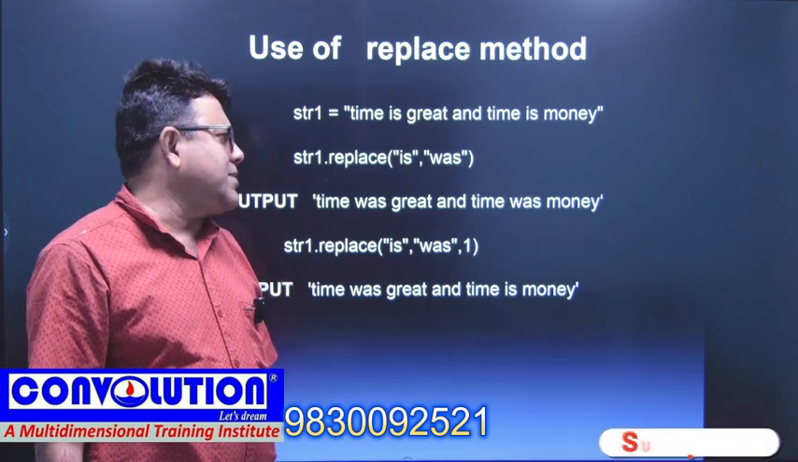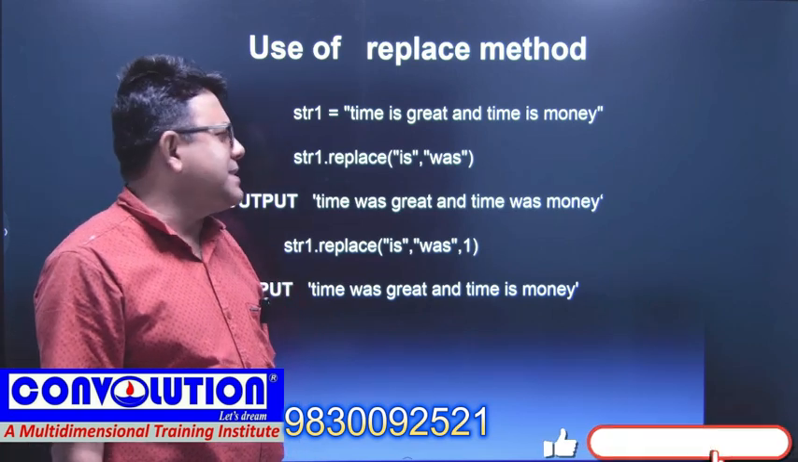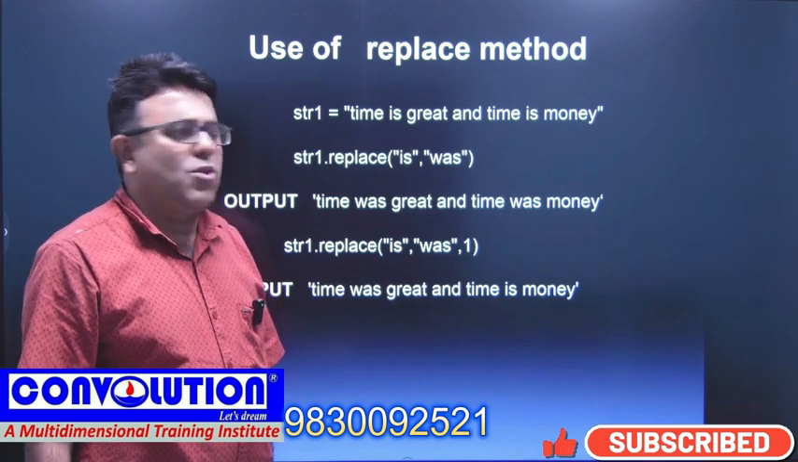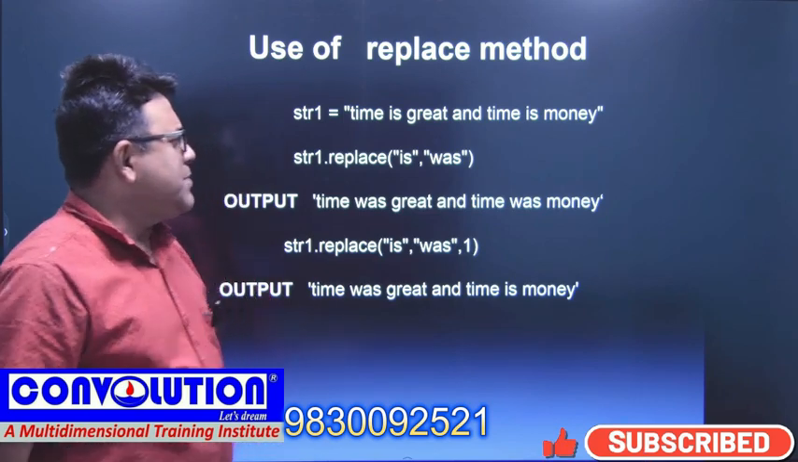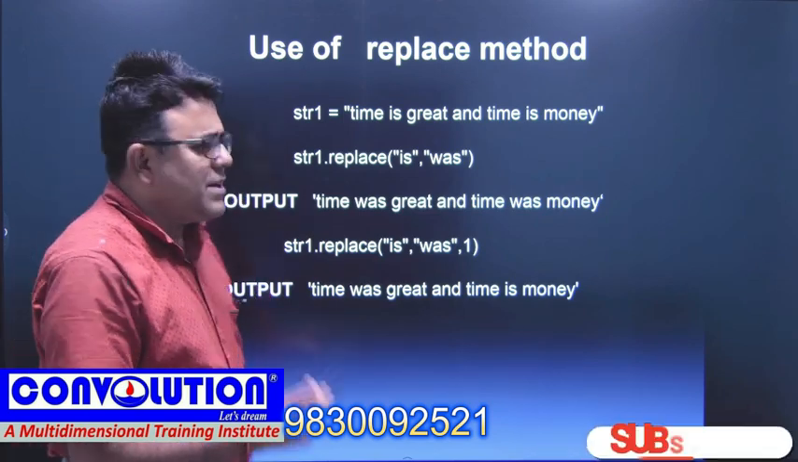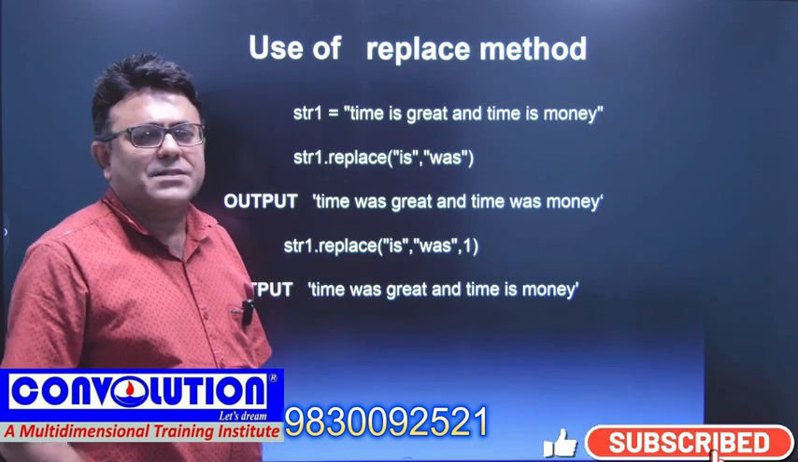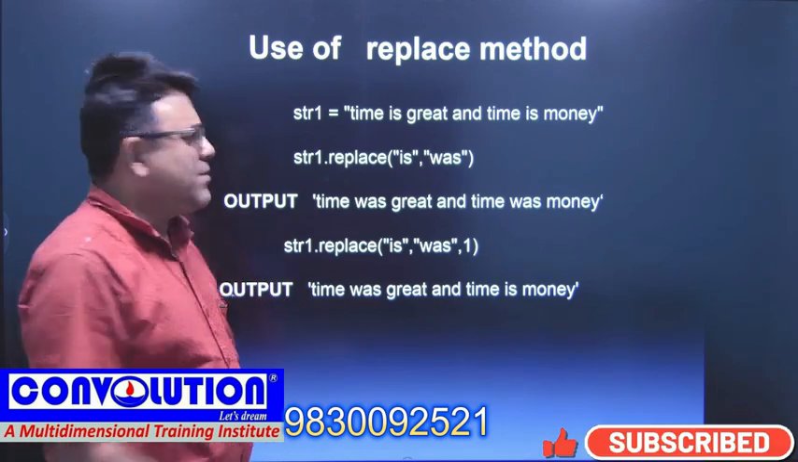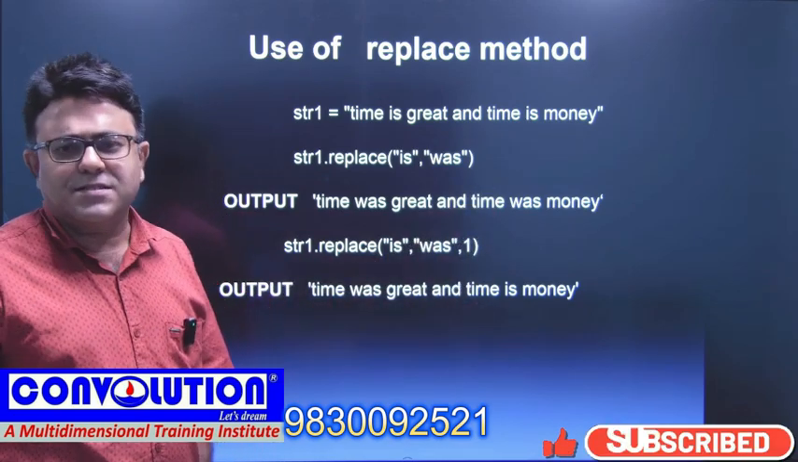So this way I just replaced is with was. This replace method is going to replace whenever it finds any is there. It is going to replace it with was. And my final output is like this.